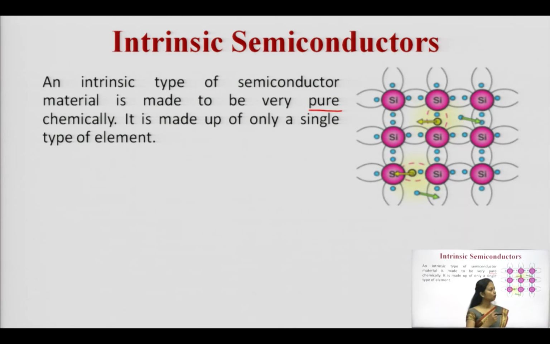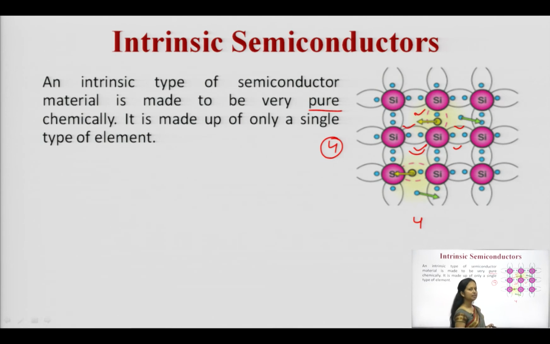You can see one particular structure over here. Each and every silicon atom is being surrounded by 4 silicon atoms. You know that in the case of silicon, 4 valence electrons exist. So all these 4 electrons of the center silicon form a covalent bond with the neighbors, and it will form a stable structure.